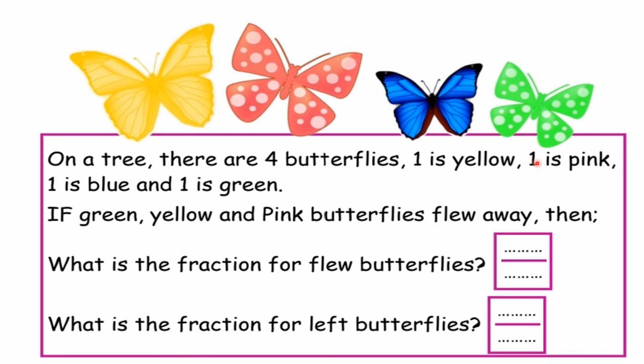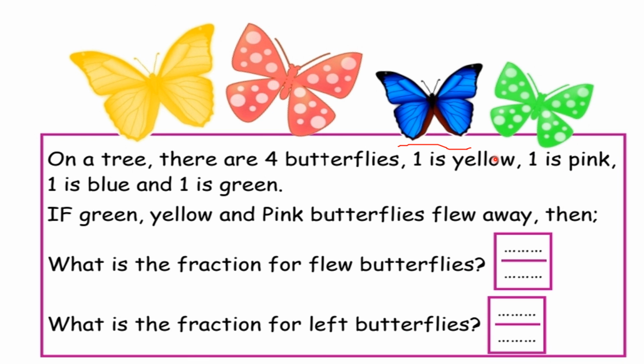On a tree, there are 4 butterflies. 1 is yellow, 1 is pink, 1 is blue, and 1 is green. If the green, yellow, and pink butterflies fly away, then only the blue one is on the tree, and the rest have flown away. So I want to know the fraction for the blue butterfly.